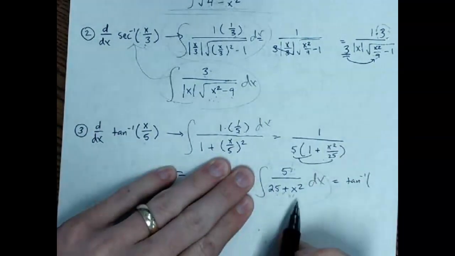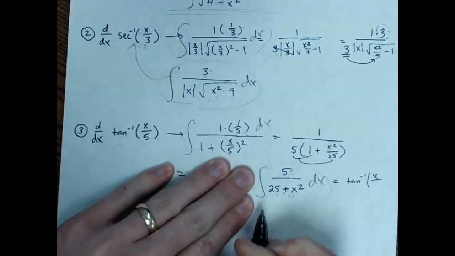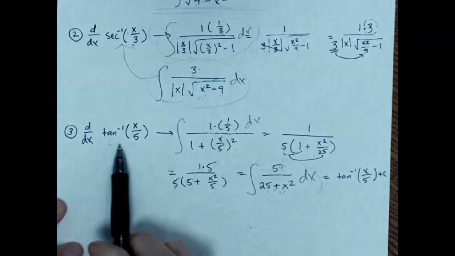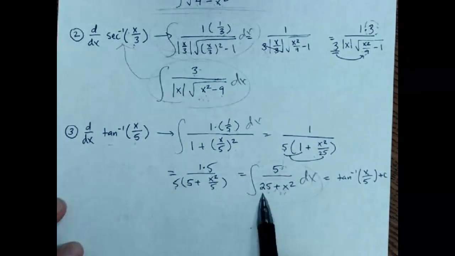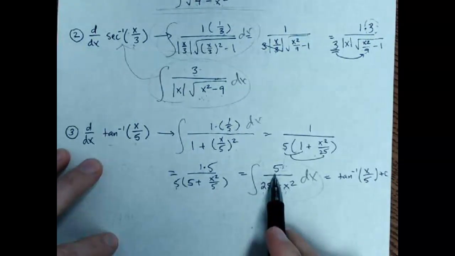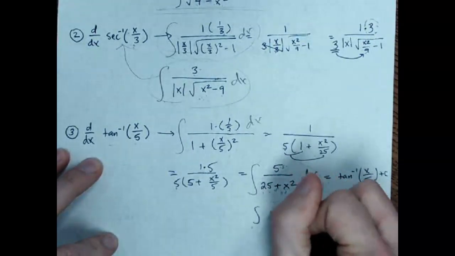The square root of x squared is going to be x. The square root of 25 is 5, right? And then plus c. We know that the derivative of this is that. Therefore, the integration of that is this. But here's the question. What if that 5 was missing? What if I had something like this?